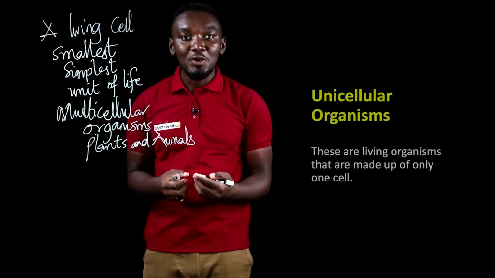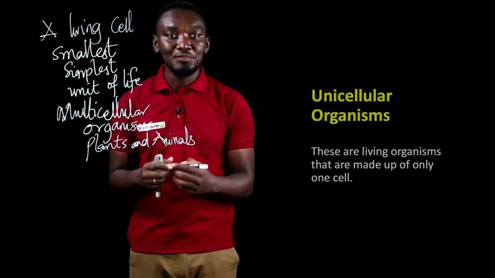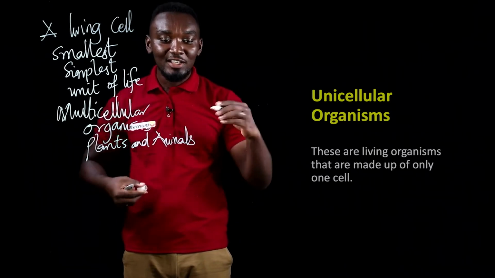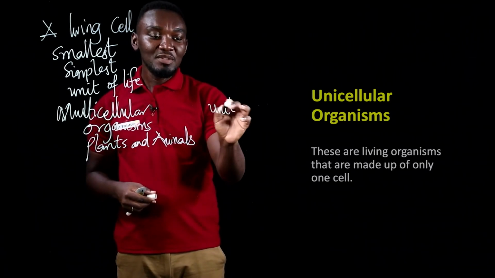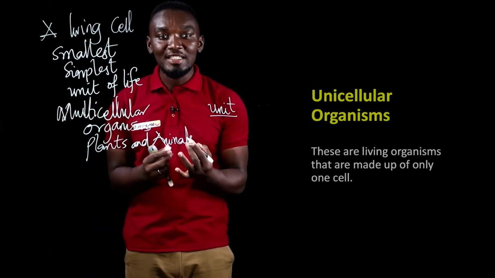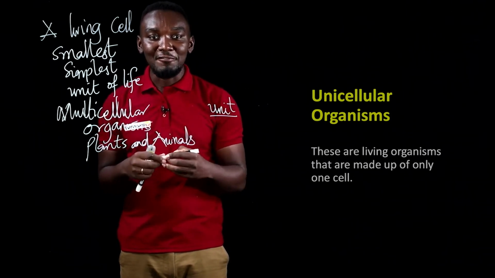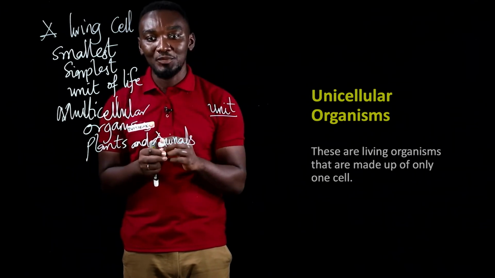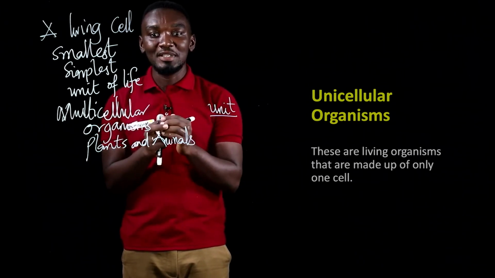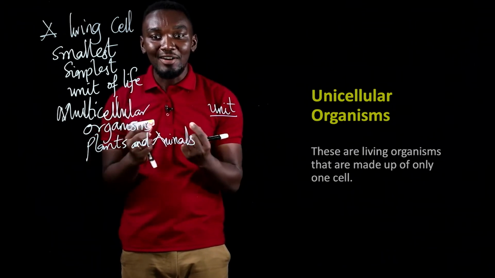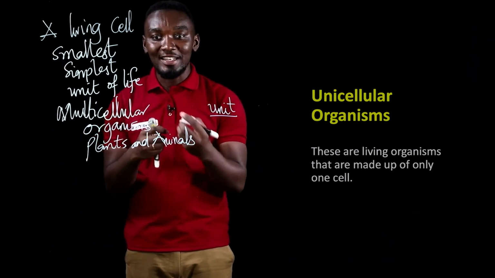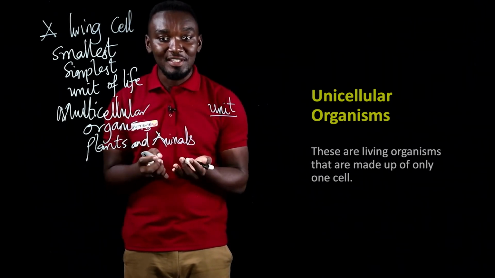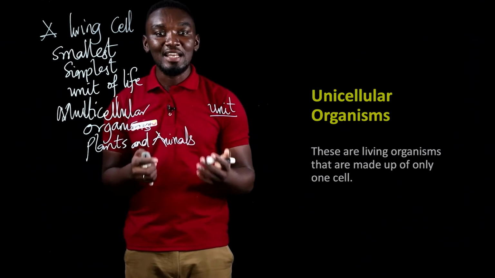And then on the other hand, we also have what we call unicellular organisms. It is gotten from the word unit, which means one. So unicellular organisms are organisms that are made up of only one cell. So imagine having a living organism that is only one cell, that cell that you cannot see with your naked eye. You realize that they look quite strange. They are not things we normally see around us.